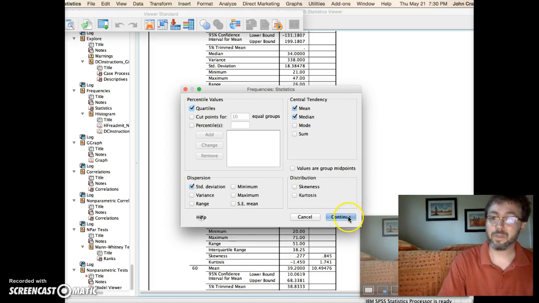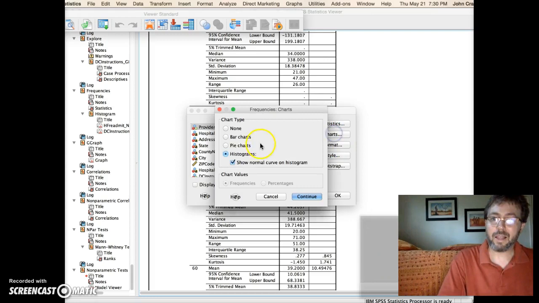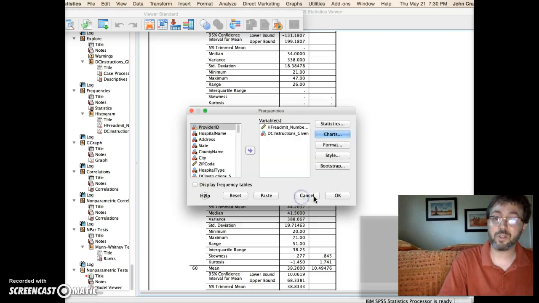around that measure. And that is essential, since unless we look, we don't know how these data are distributed. So we need to figure that out before we move forward. So we'll ask it to give us histograms that show the normal curves, because those will help us to understand the data distributions. So let's run this analysis.